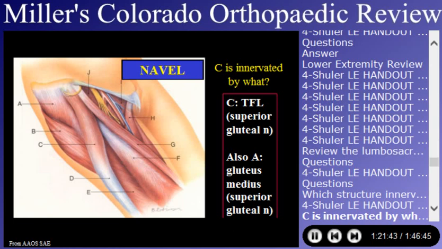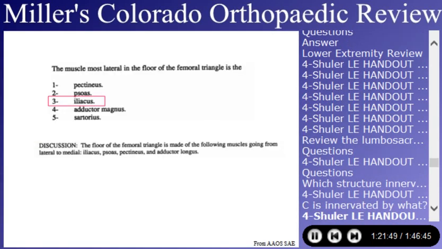Don't forget NAVEL, nerve, artery, vein, empty space, and lymphatics at the femoral triangle here. Muscle most lateral and forward of femoral triangle is iliacus. Here's a way to remember that, if you want to write those down. Iliacus, psoas, pectineus, adductor longus. Isopec ad long is the way I remember it.